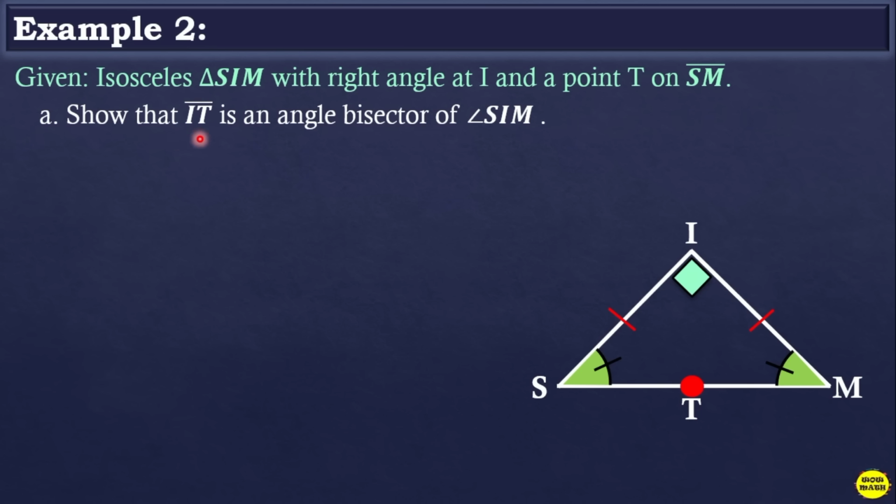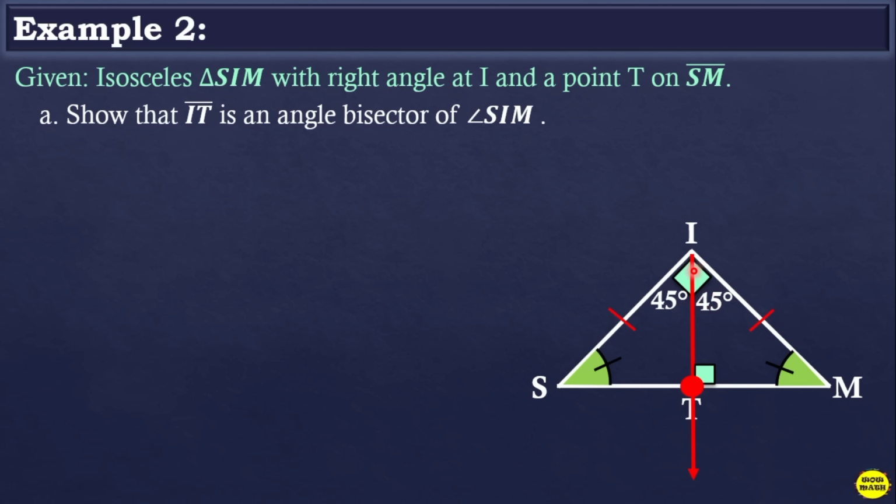So, let us show that segment IT is an angle bisector of angle SIM. If this is your angle SIM, ito pong may right angle tayo dito. So, meron daw po tayong angle bisector. So, this is your angle bisector. So, as you can see, it passes through your point T, which is nandun sa ating segment SM. Okay? So, meron tayong angle bisector na IT. So, we can say that these two angles are congruent since binisect niya si angle SIM. Okay, binisect niya si angle SIM, so ibig sabihin makakapag-form siya ng dalawang congruent angles. So kung ito ay 90, ibig sabihin tig 45 sila, 45 degrees.